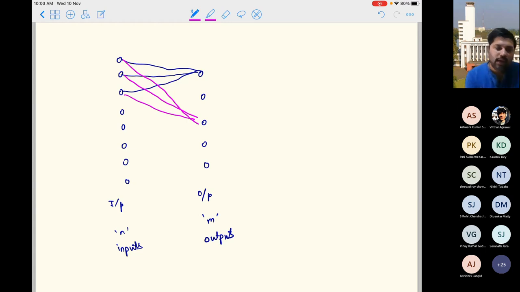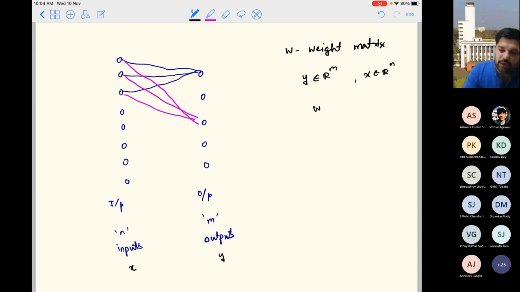So outputs are nothing but linear combinations of all the inputs. That's all we have, right? Suppose W is the weight matrix. Then what do we really have? Suppose Y is the output and X is the input. Then Y, which is a vector in Rm, and X, which is a vector in Rn, are related through the weight matrix W by Y is equal to Wx.